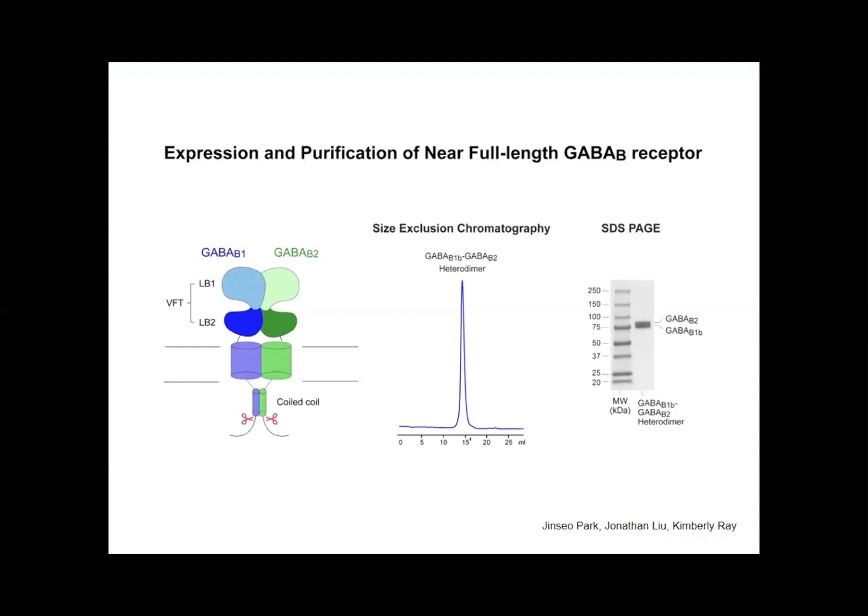As shown here, the receptor subunits assembled as a heterodimer upon gel filtration chromatography. The receptor can be extracted from the cell membrane and purified to homogeneity using detergent. Jingseo Park from my lab purified the protein with assistance from Jonathan Liu on cell culture and Kim Ray on membrane preparation.